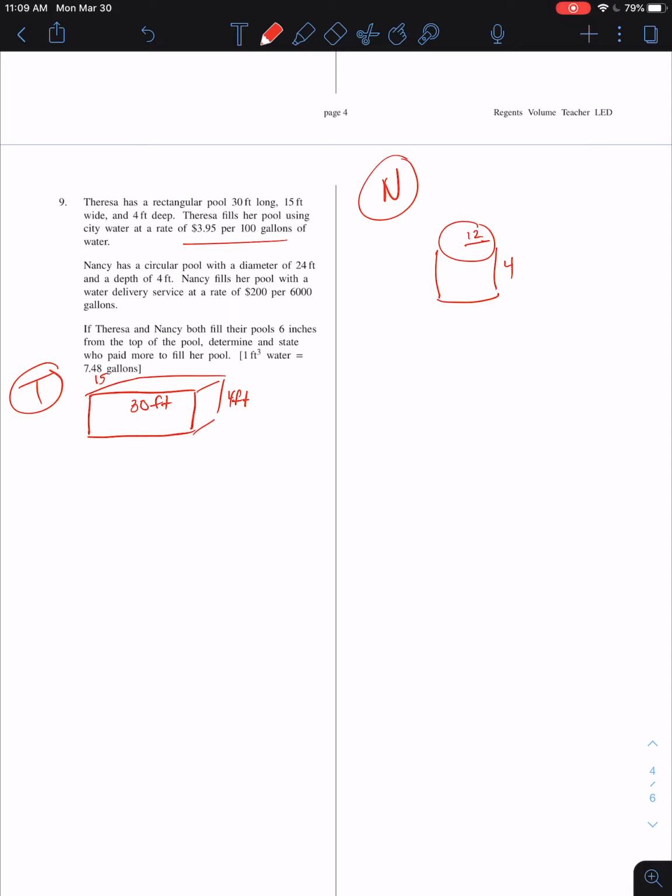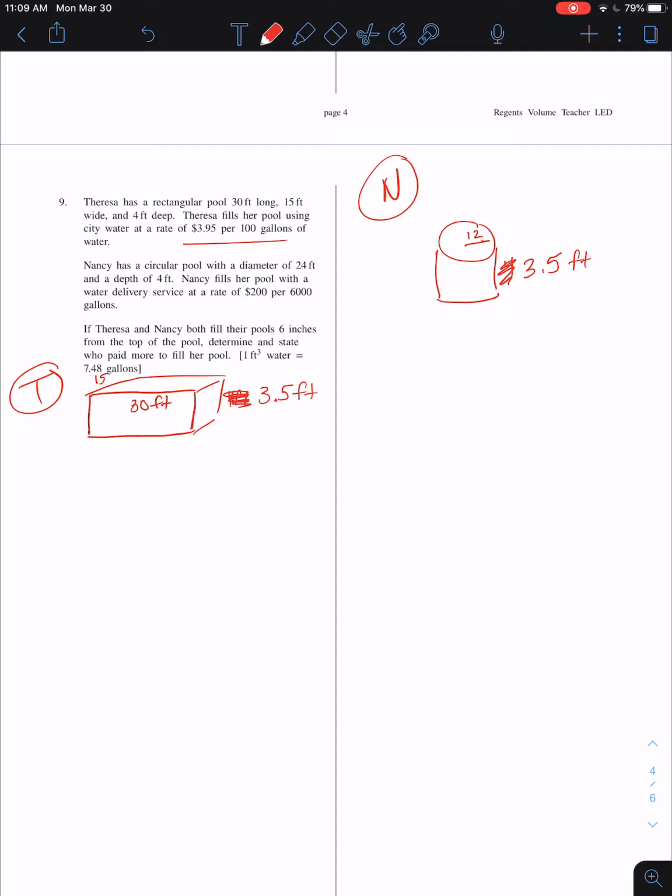So if Teresa and Nancy both fill their pools 6 inches from the top, so instead of 3 feet, this is the part, it's 3.5 feet. Because 6 inches is half of a foot. So this is something you have to take into account. This is also going to be 3.5 feet. So you just got to be careful with that.